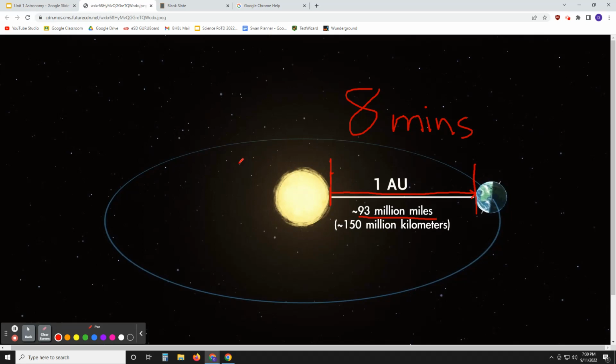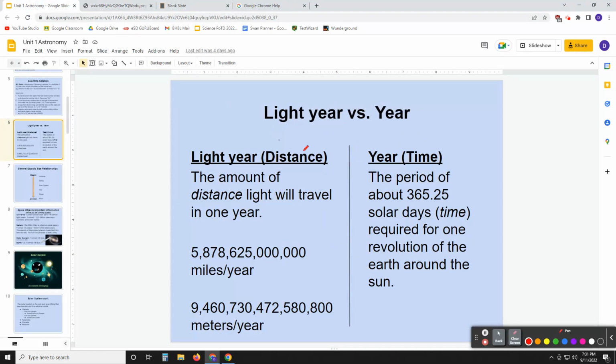Just kidding. That was about 6 seconds. It might have felt like an eternity to you. To give you a sense of scale, it takes light an incredibly, incredibly long amount of time to go from the sun over to the Earth. 8 minutes is a long, long time for light to travel. Heading on back.